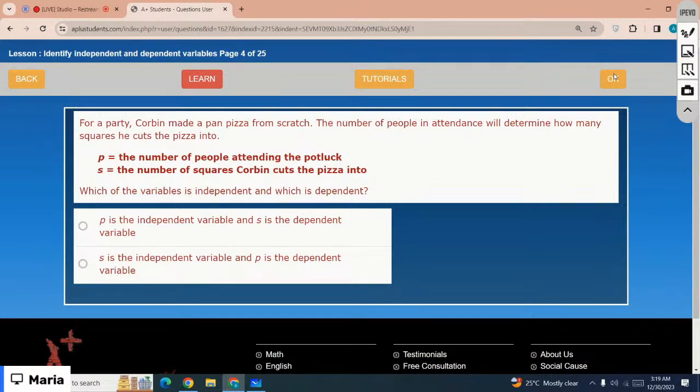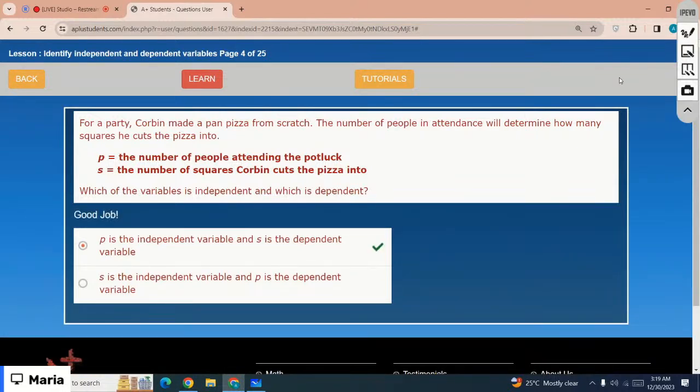The correct option is P is the independent variable and S is the dependent variable. Very good. Option number 1 is the correct option.